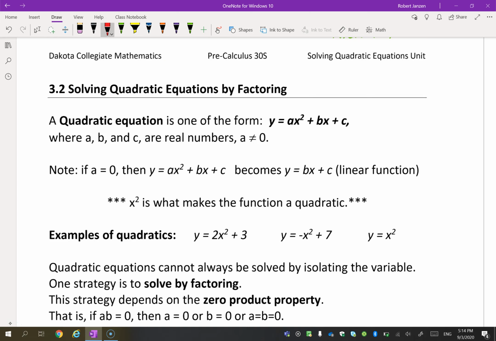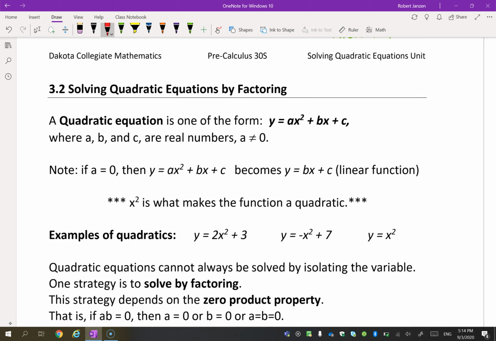All right. So solving, in the past, we've solved linear equations. For example, this might have been a linear equation, 2x plus 3 equals 0. How would you solve that? Well, you would figure out what x is. This year we're going to talk about solving a quadratic equation.